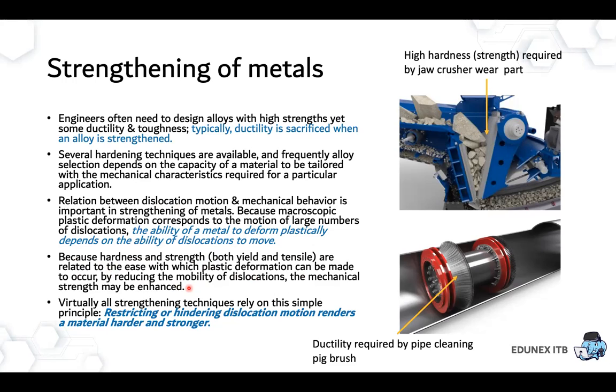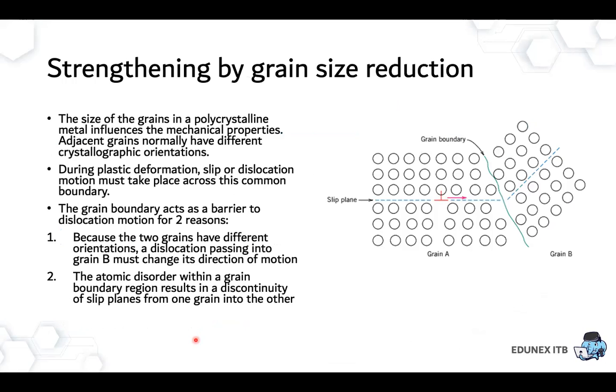Okay, and so virtually all the strengthening techniques rely on this simple principle, which is that we have to restrict the dislocation motion. Restricting or hindering the dislocation motion in order to make the material harder and stronger. Okay, so the first one to restrict the dislocation motion is by lowering the grain size.